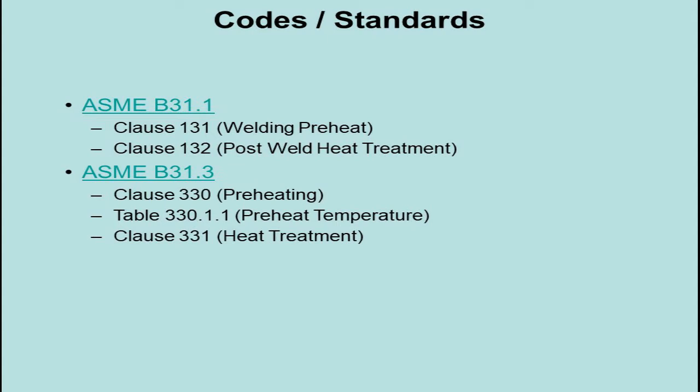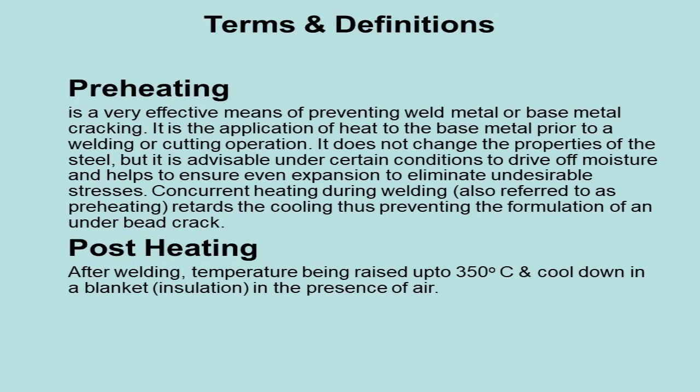ASME B31.1, Clause 131, Welding Preheat. Clause 132, Post-weld heat treatment. ASME B31.3, Clause 330, Preheating. Table 330.1.1, Preheat temperature. Clause 331, Heat treatment. There are 3 types of methods used for heat treatment procedure.